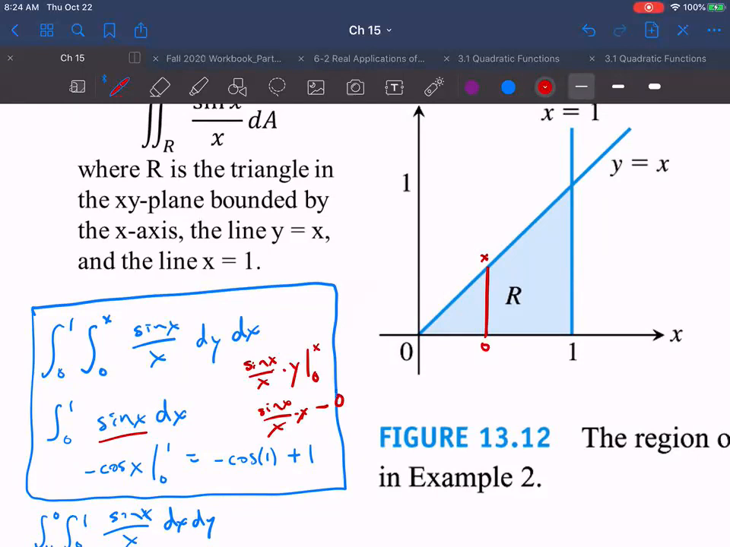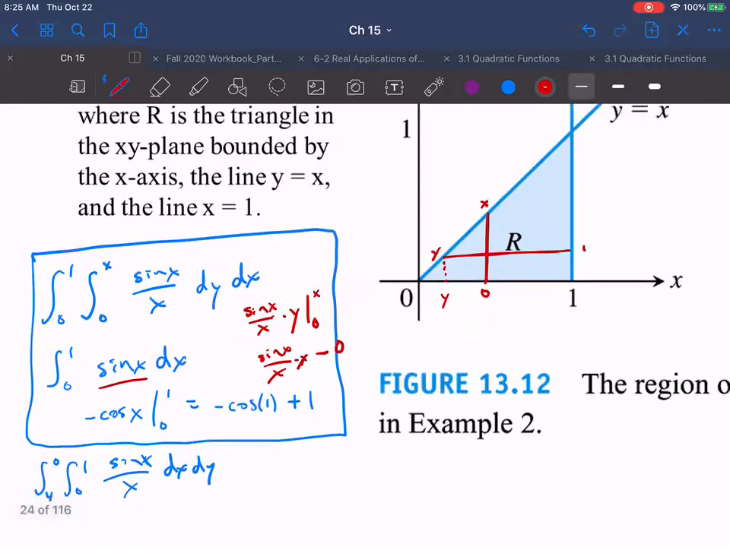But if we try to reverse the order, if we try to do it on y first, right, where we're going from y out to 1 here, like this for x, because here x equals whatever y is, and out here it equals 1.